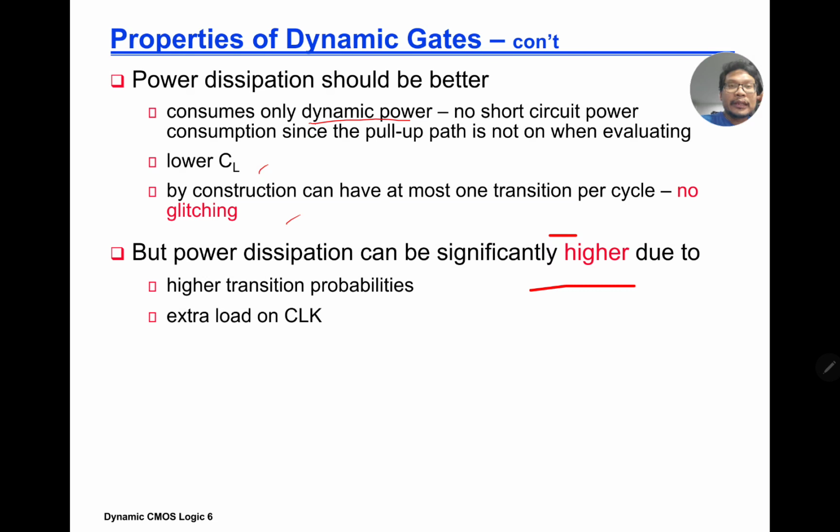Okay, so basically what happens is your dynamic power is very high, because at a high rate, you keep on pre-charging and evaluating periodically. So we keep on pre-charging and evaluating many times with a certain period. The transistor keeps turning off and on quite frequently, so your dynamic power is pretty high on dynamic gates.